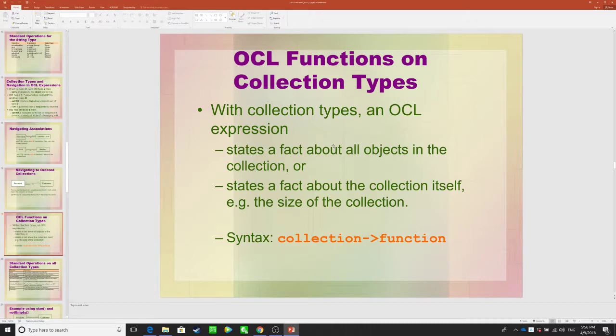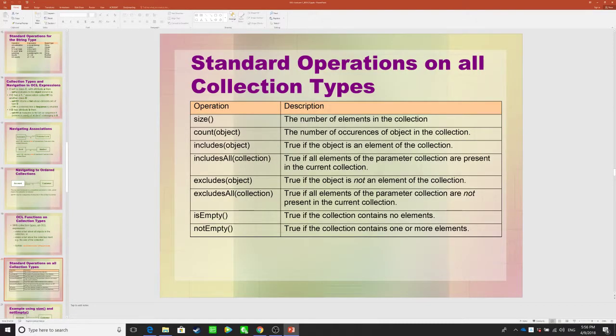When you return a set of books, if you're using the size function, it will return something like 20. And count gives the number of occurrences of an object in the collection. So you give a book, like the textbook, and it will count for you how many textbooks there are.